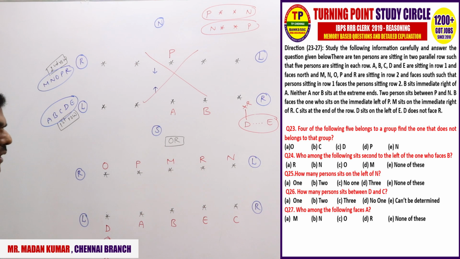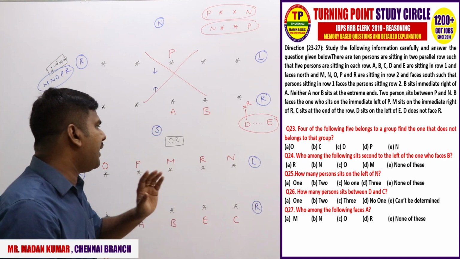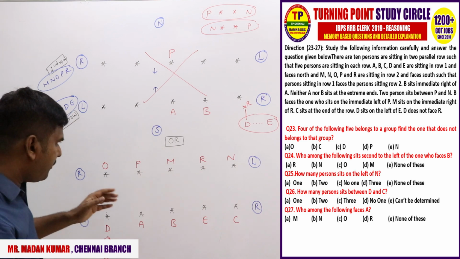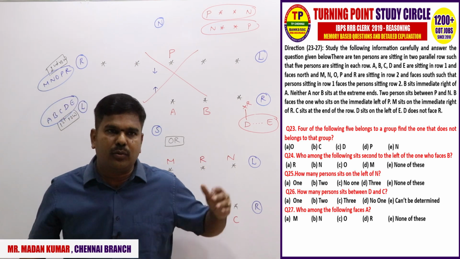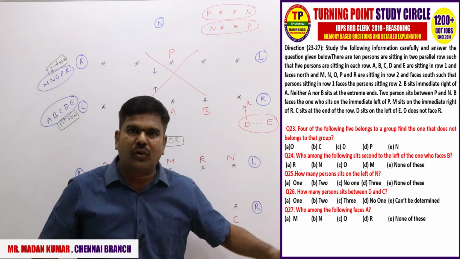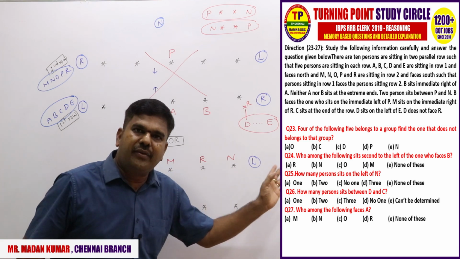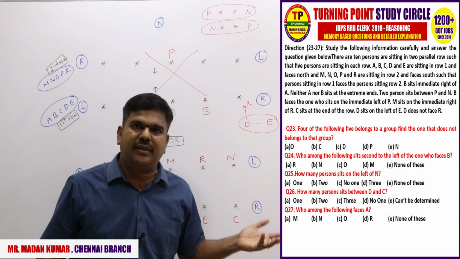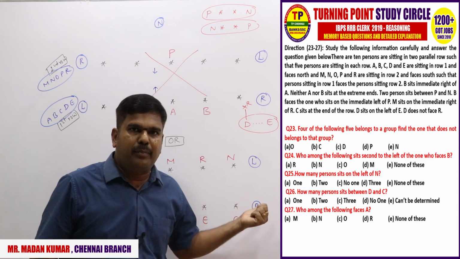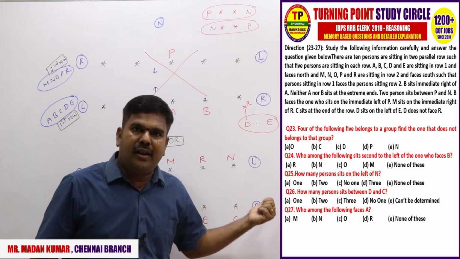So what is the option being given? N, second option. Go ahead with the second option. What is the next one? How many persons sit on the left of N? Whenever you are facing, so N is here, N's left is this one, N's right is this one. So on the left, how many are there? None. Nobody is there. Only on the right side people are there, but not on the left side.